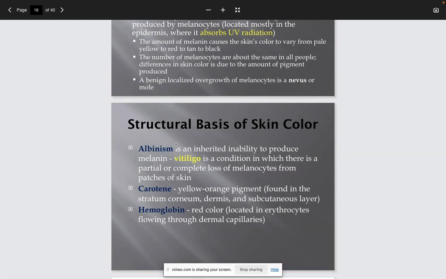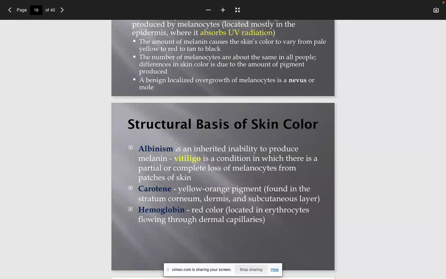Usually there are other associated autoimmune diseases that occur with this. One popular one is celiac disease. This likes to occur with vitiligo, as well as Hashimoto's disease. These are probably something that you don't need to know, but what is important is knowing albinism is an inherited inability to produce melanin, and vitiligo is an autoimmune disease in which there's a loss of melanocytes.